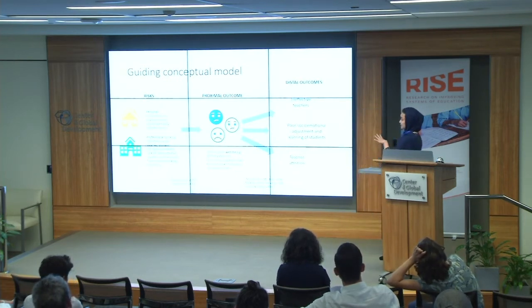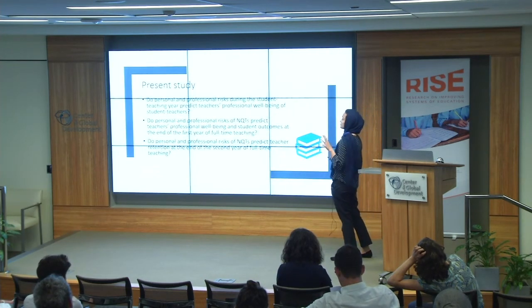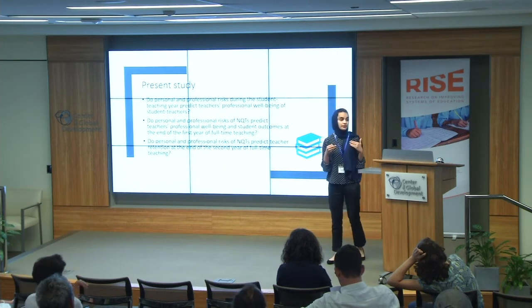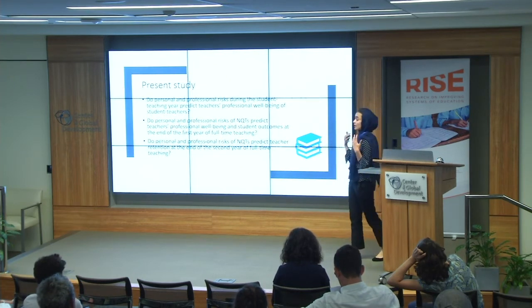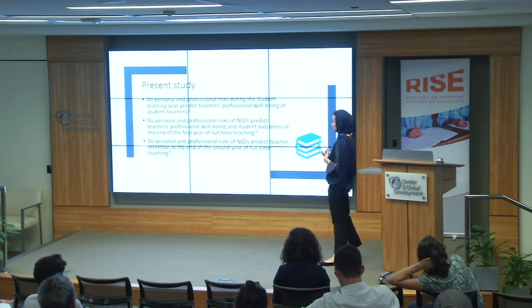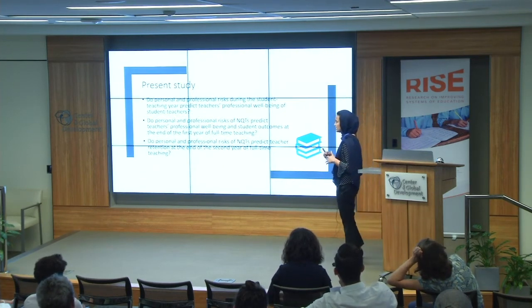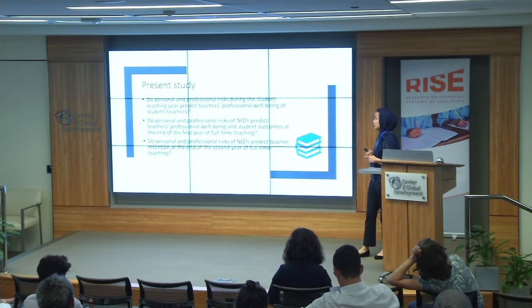So with this conceptual model in place, our current study is asking three questions. Do personal and professional risks experienced by student teachers while they're in pre-service training predict their professional well-being? Whether the personal and professional risks of newly qualified teachers predict teachers' professional well-being and student outcomes at the end of the first year of full-time teaching, and whether personal and professional risks of newly qualified teachers predict teacher retention at the end of the first 2 years of full-time teaching.